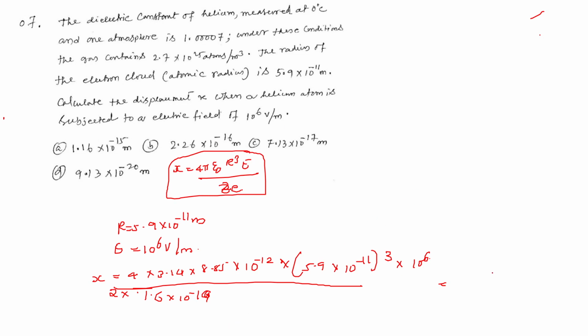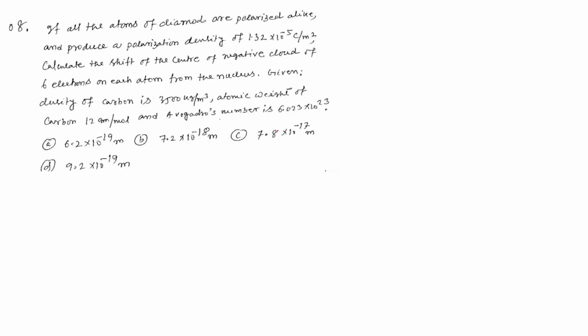So here you will get the answer 7.13 into 10 to the power minus 17 meter. So that will be option C. Okay. Now let us go to the 8th problem.